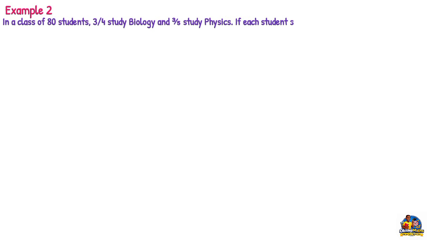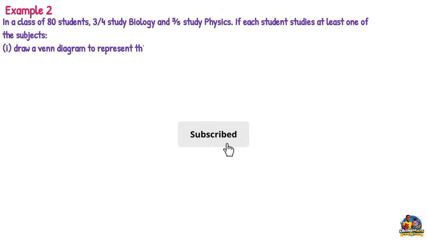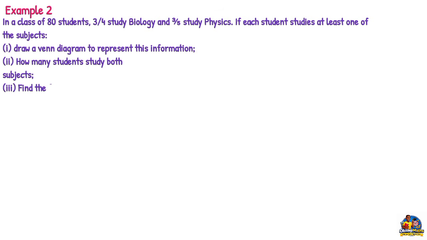Example 2. In a class of 80 students, 3/4 study biology and 3/5 study physics. If each student studies at least one of the subjects, draw a Venn diagram to represent this information, and how many students study both subjects. Find the fraction of the class that study biology but not physics.